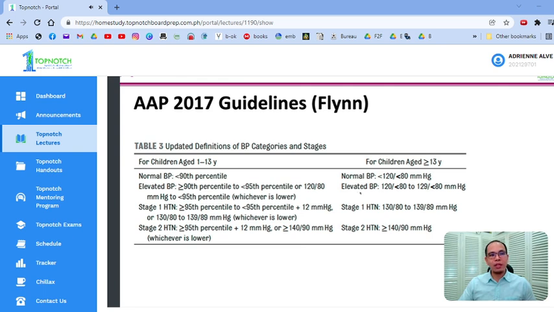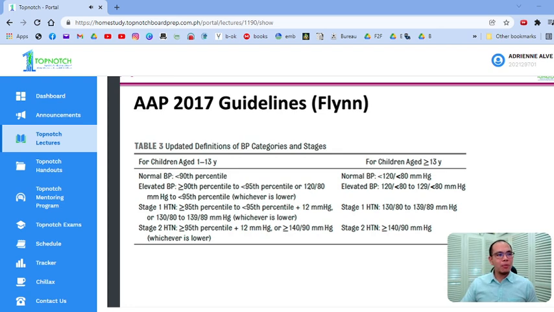So there's normal, there's elevated, that's pre-hypertensive. Stage 1 hypertension is 130/80 to 139/89, diba? And stage 2 is more than or equal to 140/90. In children, age 1 to 13, ganun din, guys. Normal is less than 90th. Medyo iba lang ito ng konti. Elevated, sabi niya, is more than or equal to 90th to less than 95th. So that's pre-hypertension. Di ba, parehas lang.